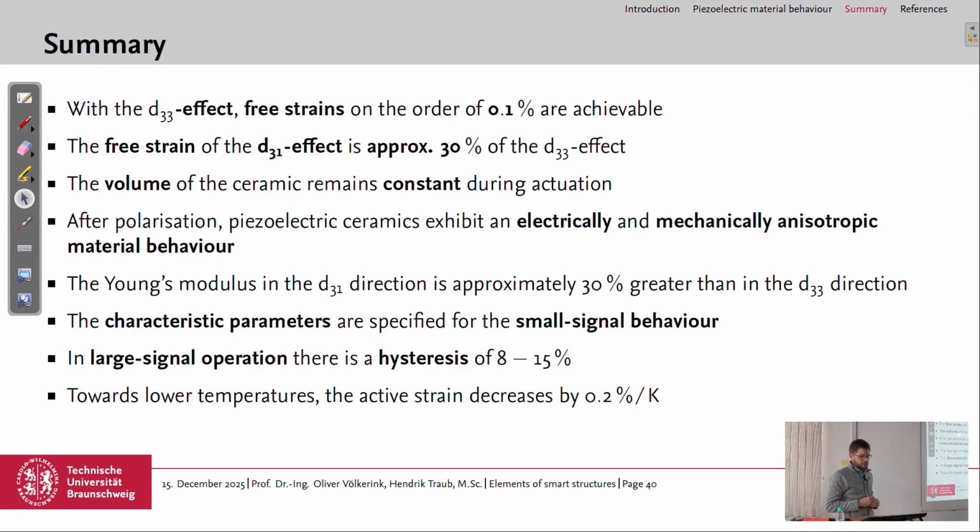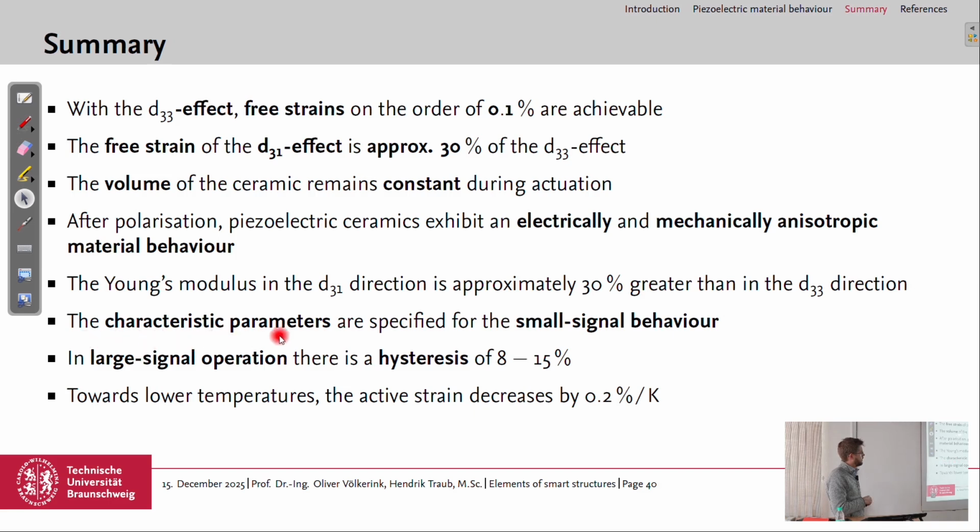So last slide, summary. With the D33 effect, we have free strains of about 0.1%. The free strain in the D31 effect, so the transverse effect, is approximately 30% of the D33 effect, so much lower. We assume that the volume remains constant during actuation. After polarization, the electrical and also the mechanical behavior is anisotropic, which we saw in the Young's modulus, which in D31 direction is 30% greater than in D33 direction.